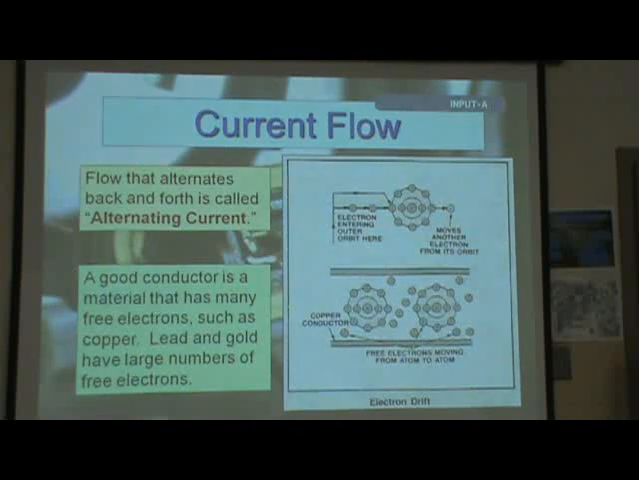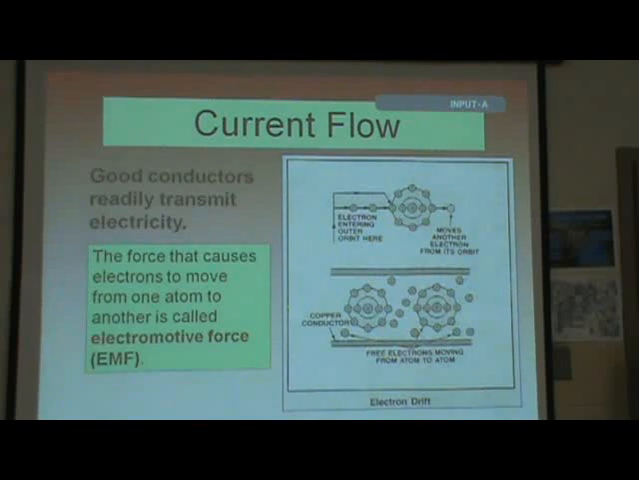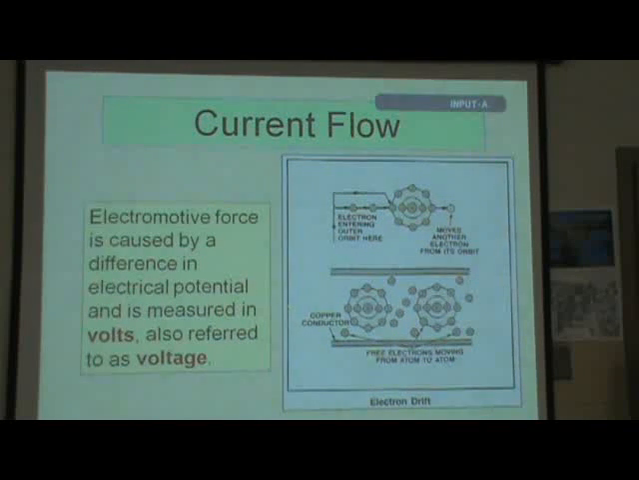All right, so that's what I'm talking about here. We've got alternating current here. A good conductor has a lot of free electrons, so they're going to transmit electricity. We're going to go pretty fast on this.